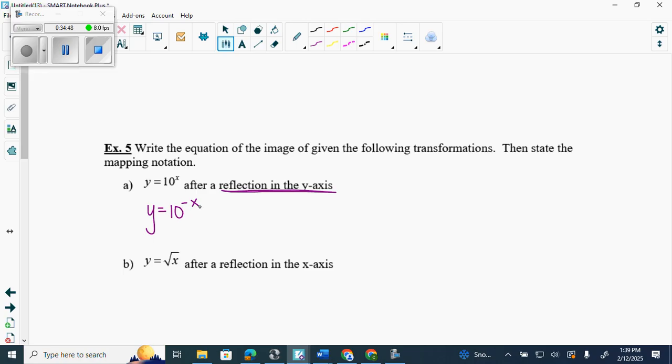Like that's it. Negate my x, right? For mapping, I also need to negate my x. So I'm going to get (x, y) becomes (-x, y). Right? Everyone writing that down?